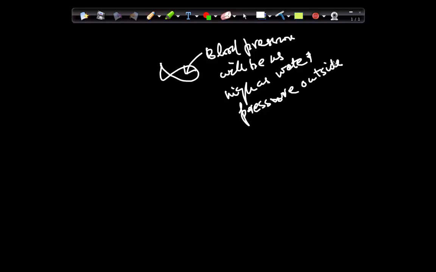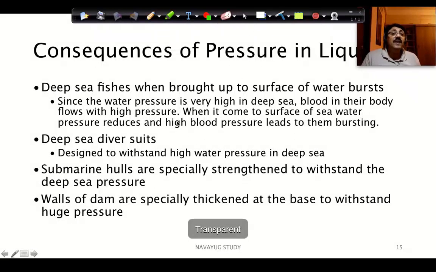If by any chance somebody brings that fish up to the surface, it will burst because its blood pressure will be so high compared to the pressure outside. It's very difficult for fishermen to catch those fishes. They are so far down that fishing is very difficult, right? So the thing is, what I'm saying is, this is an adaptation.